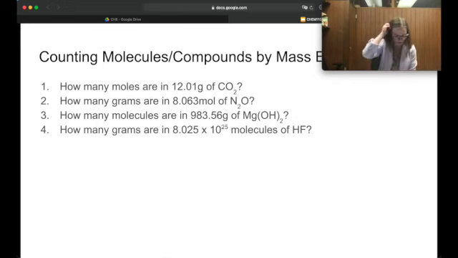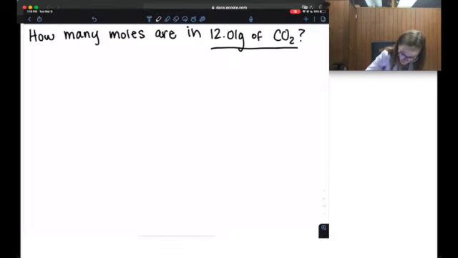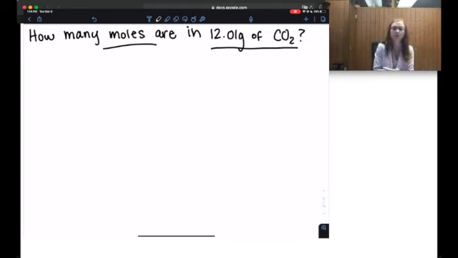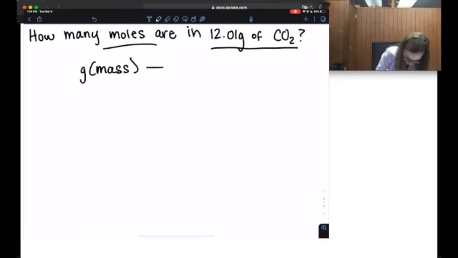So we're going to go ahead and work through the first problem that you see on your screen right now. So we want to know how many moles are in 12.01 grams of carbon dioxide. So we have 12.01 grams of carbon dioxide, and we want to change that to moles, okay? So we're going to go from grams, which is mass, to moles.